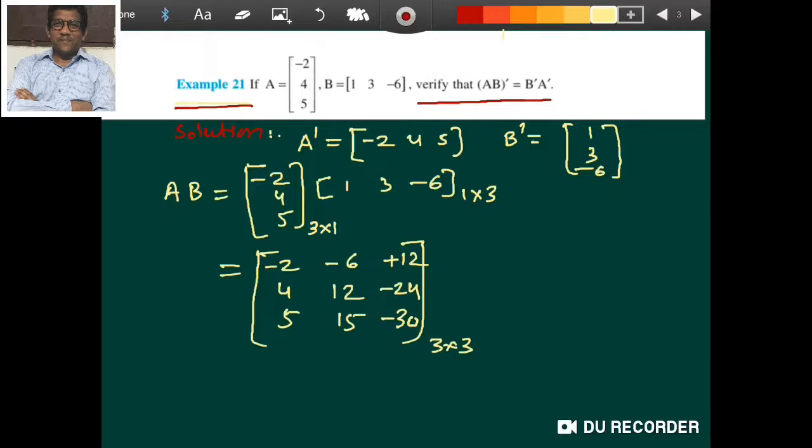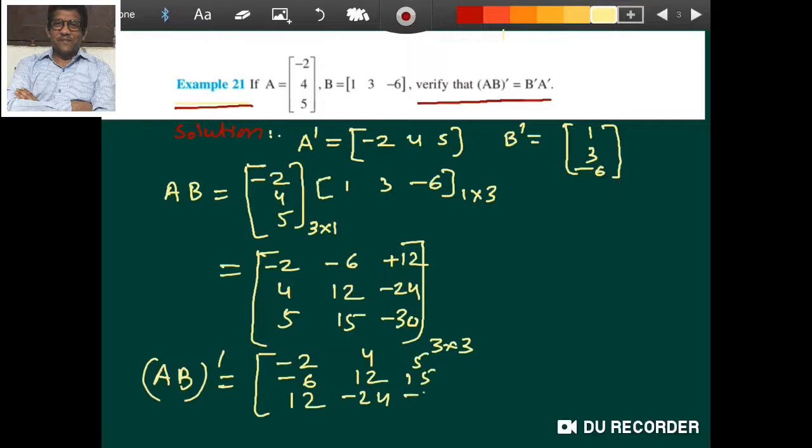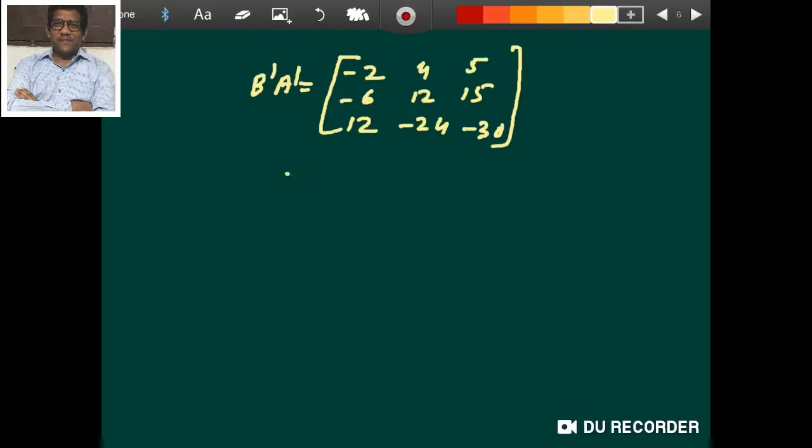Now we find (AB) dash. We get minus 2, minus 6, 12, 4, 12, minus 24, 5, 15, minus 30. We find that B dash A dash is the same as (AB) dash.